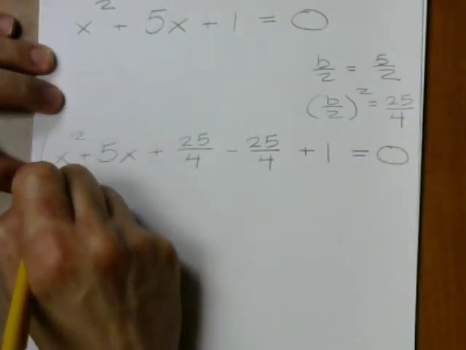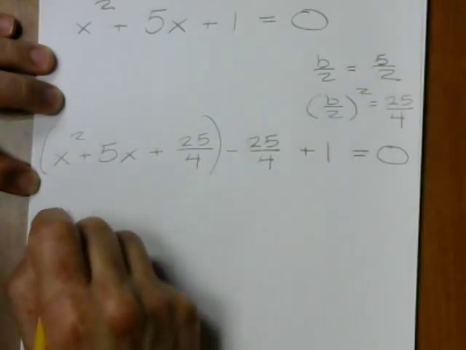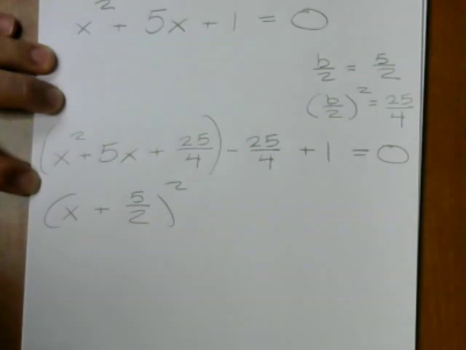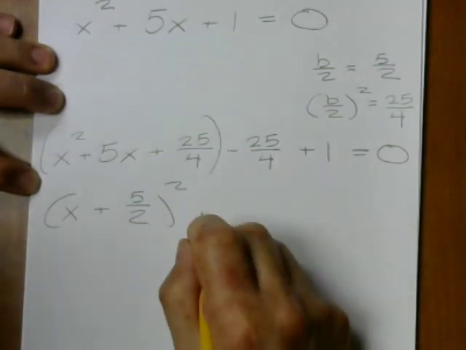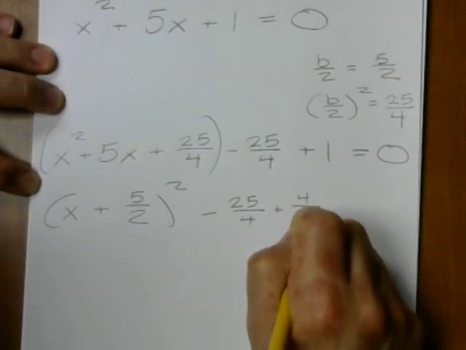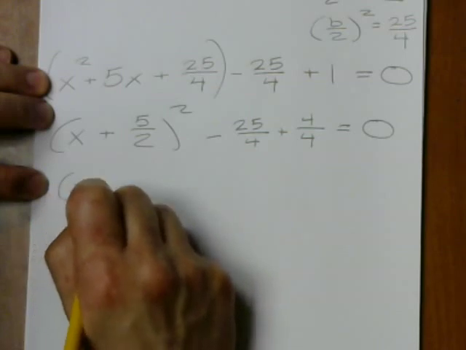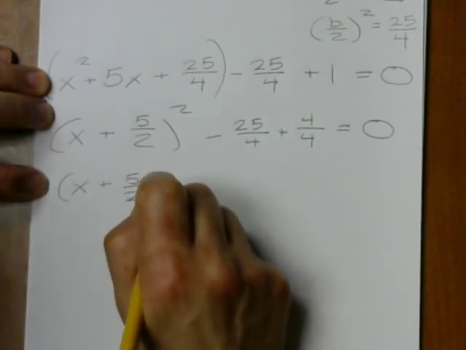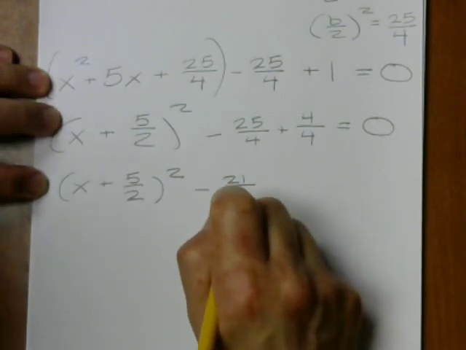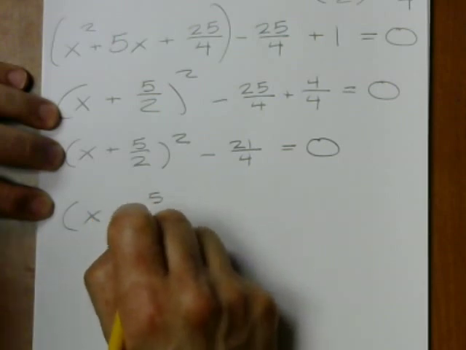0. I know these three terms here together are going to give me x plus b over 2 squared. I have to combine this. This will give me a minus 25 over 4 plus 4 over 4 equals 0. So I get x plus 5 halves squared. Well, what do I get? I get minus 21 over 4 equals 0. Or I could just move that over to the other side.